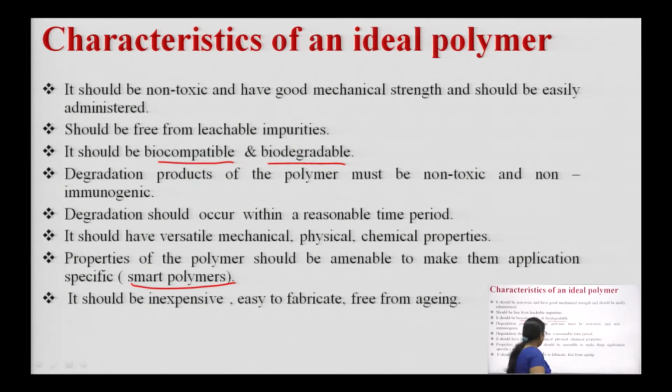Then lastly, the polymer should be inexpensive, it should be easy to fabricate and free from aging. By inexpensive, we mean that the cost should not be very high, because ultimately if the polymer cost is high, it is going to add to the cost of the product. So, the polymer cost should preferably be less than the cost of the drug. Then it should be easy to fabricate, it should not require any specialized technology to handle a particular polymer.